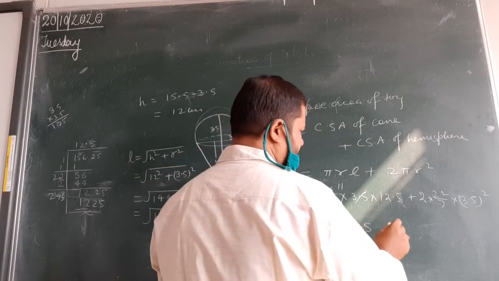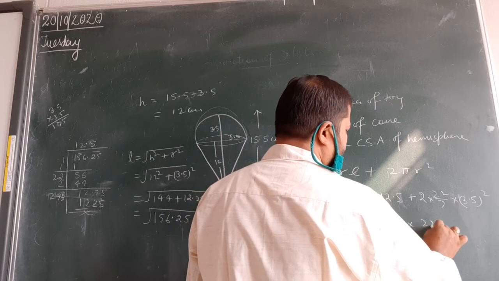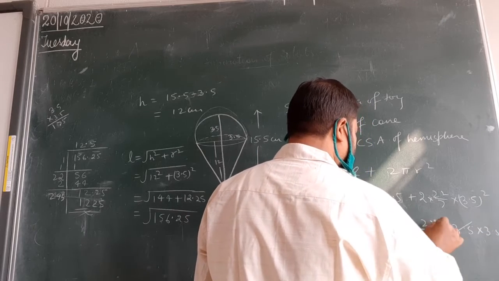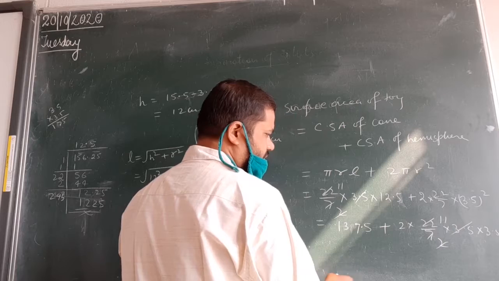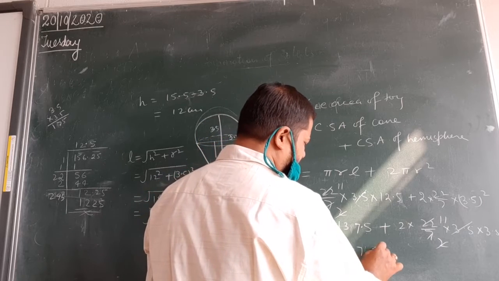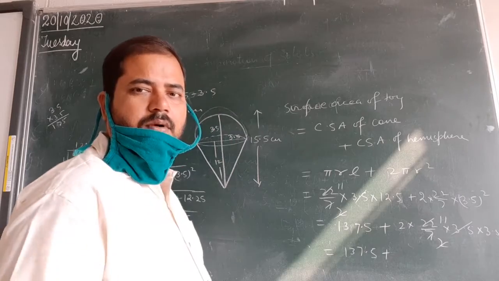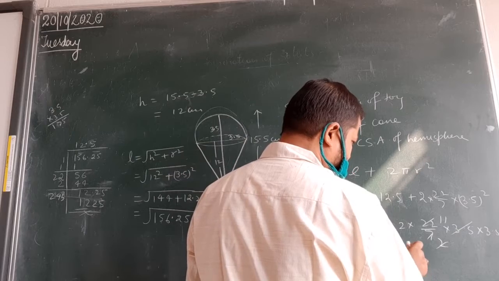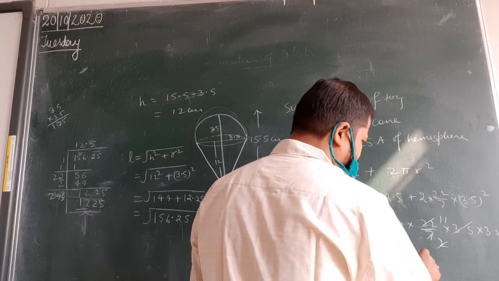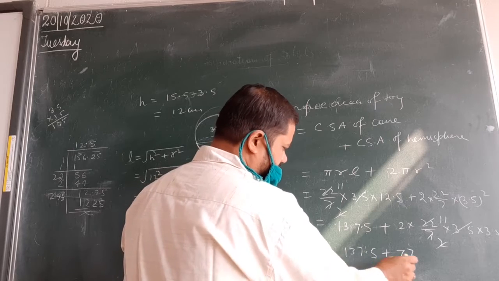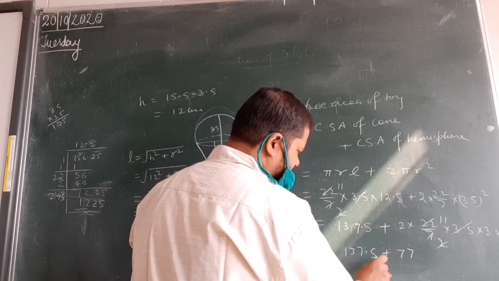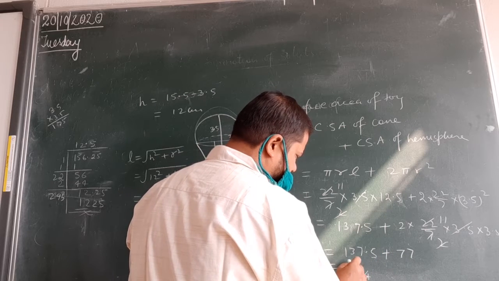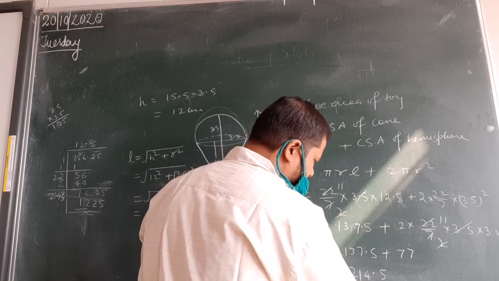137.5 and plus this is what, 2 into 22/7 into 3.5 into 3.5. So this will be 2 to 11, 11 to the 22. So multiplied by 30, 137.5 plus this is 77, okay? 7 7 14, 7 into 10 1 and 7 into 11 and 1 1.